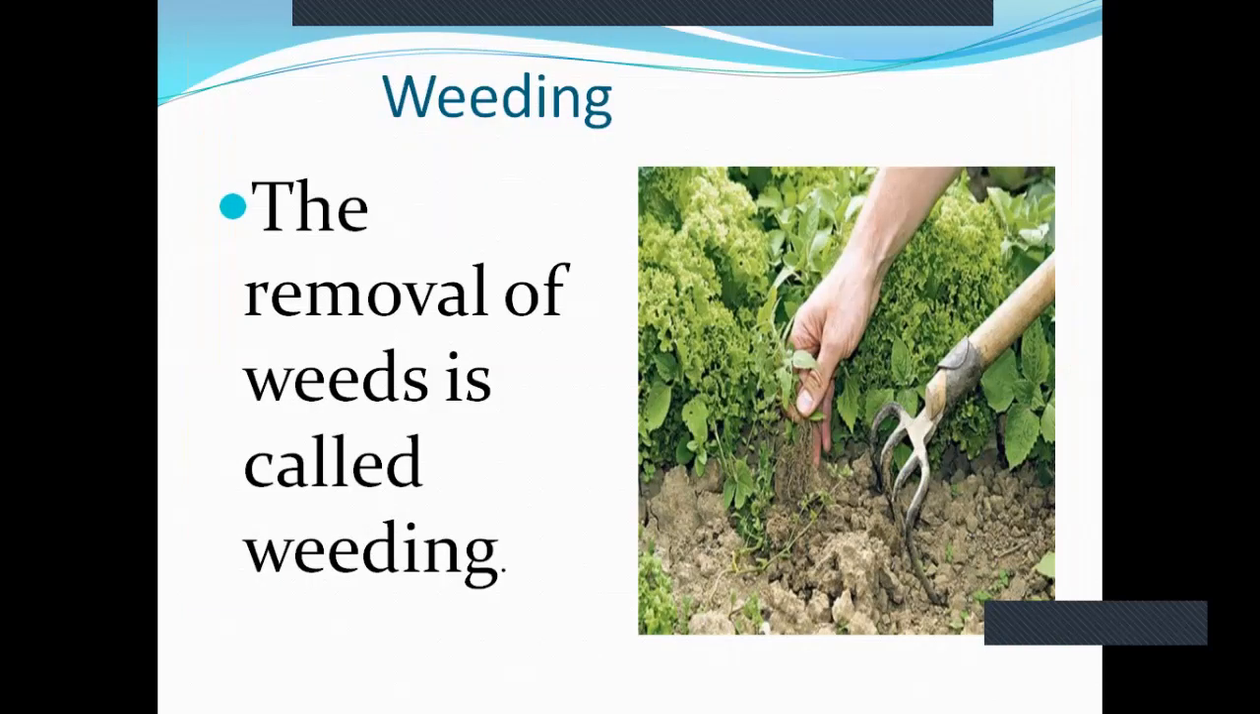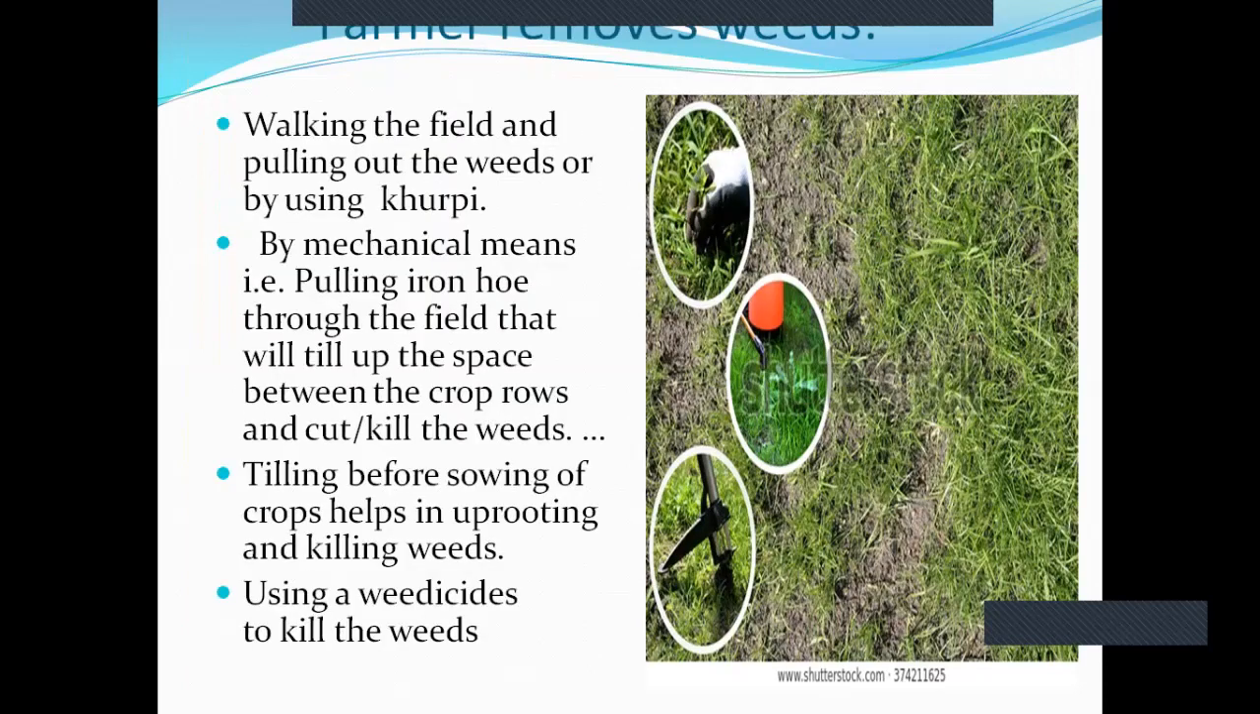Now, the farmer needs to remove these weeds from the field. The removal of weeds is called weeding. What is it called? Weeding, right? So the method of removing the weeds is called weeding. Now, there might be different ways by which the farmer does this weeding. The first way is walking in the field and pulling out the weeds, or removing them with the help of a kurpi or a sickle, right? This is the first way by which the farmer can easily uproot the weeds.